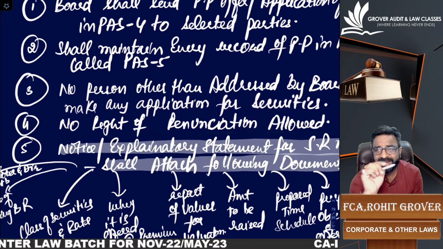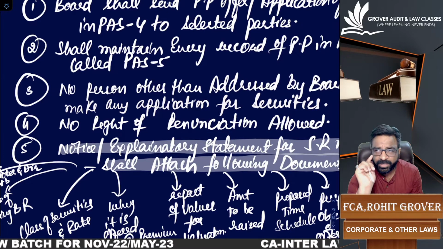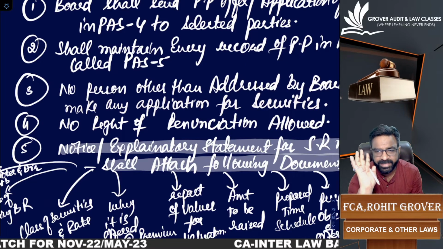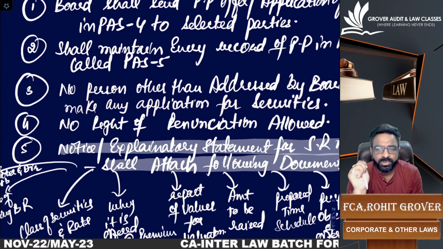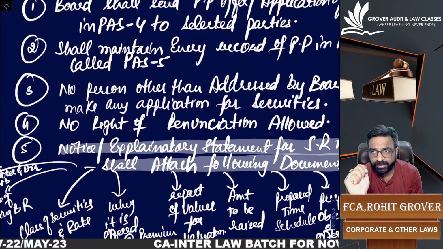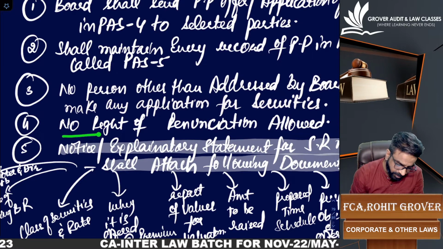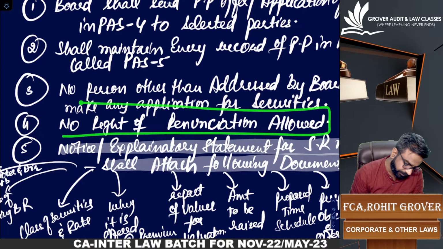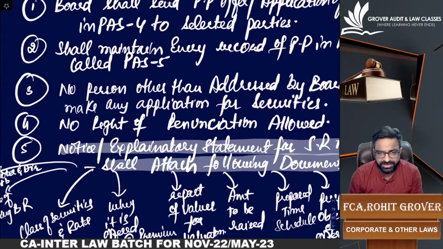So once I have selected you and once you have given me the confirmation, you are one of those 200 people whom I have selected and you have given me the confirmation. Are you allowed to renunciate your shares? No, sir. Can you say no later on or can't you? Can't say no. So you don't have the rights of what? Renunciation at the later stage.